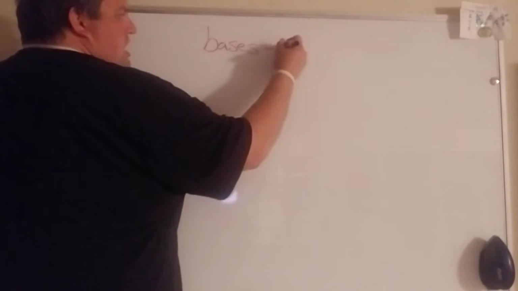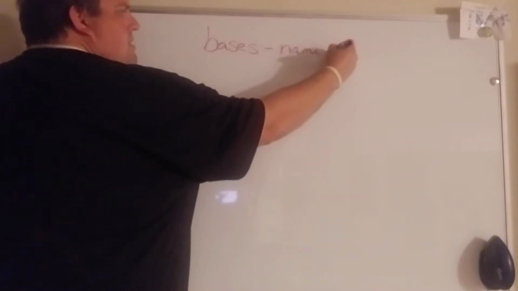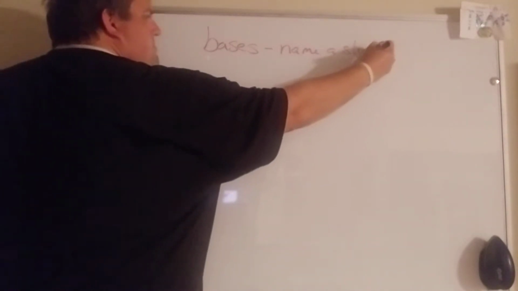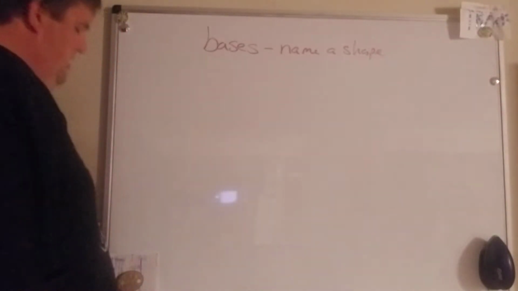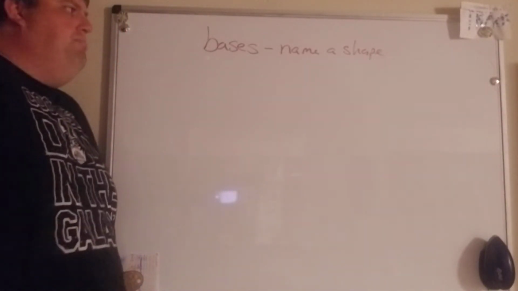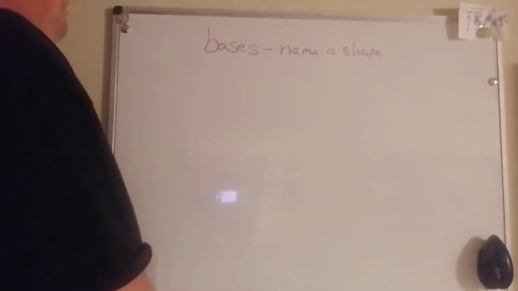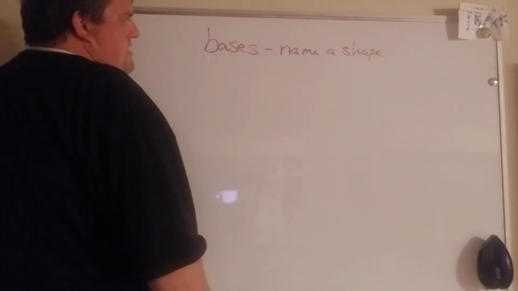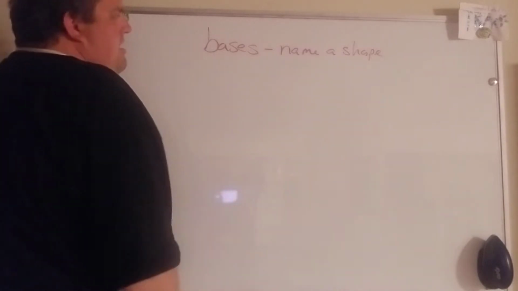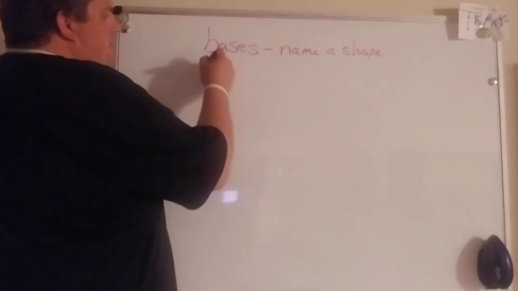Bases name a shape. Remember, it doesn't mean bottom necessarily. Right? Prisms are going to have two bases. Pyramids are going to have one. And whatever shape that base is going to be the name of that prism or pyramid.